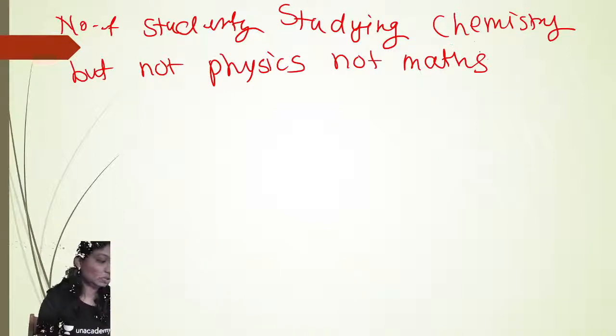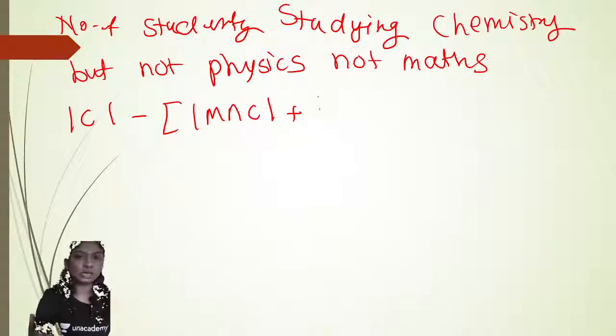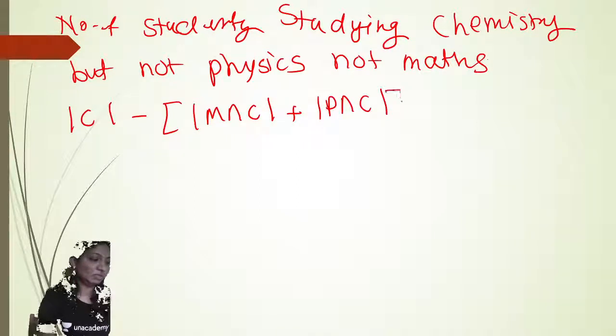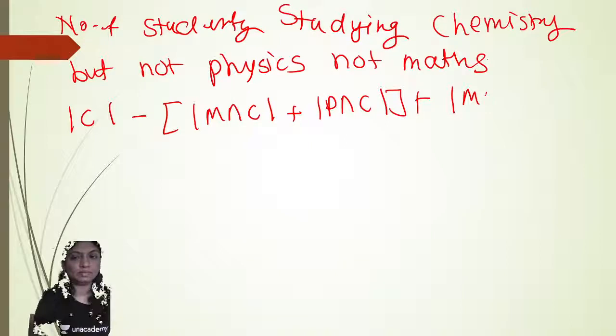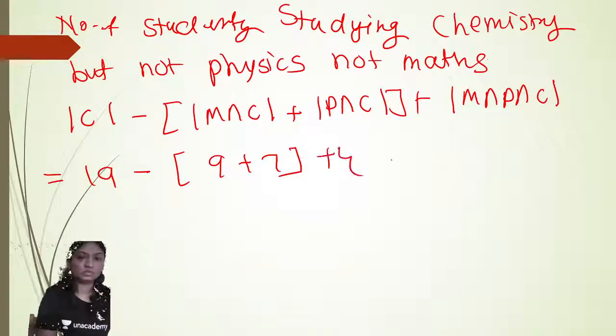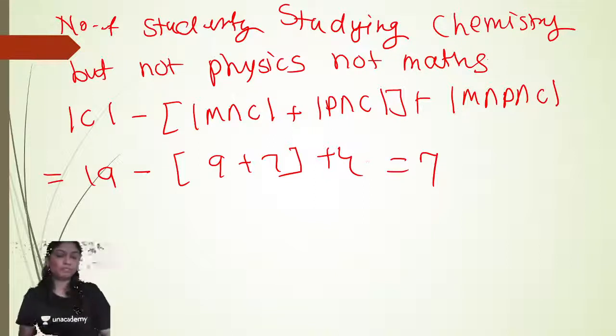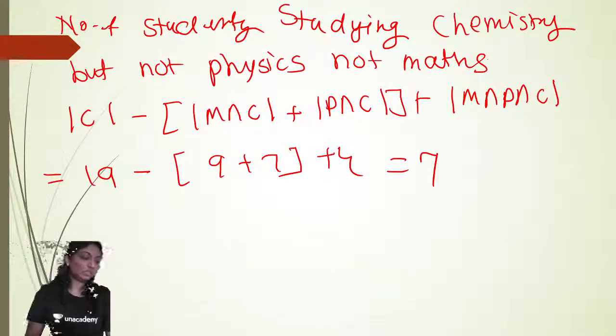But not physics, not maths. We get cardinality of P minus cardinality of M intersection C plus cardinality of P intersection C plus cardinality of M intersection P intersection C, right? So cardinality of C is 19 minus, here 9 plus 7 plus 4, which is equal to 7. So there are exactly 7 students who study only chemistry, not physics, not maths.